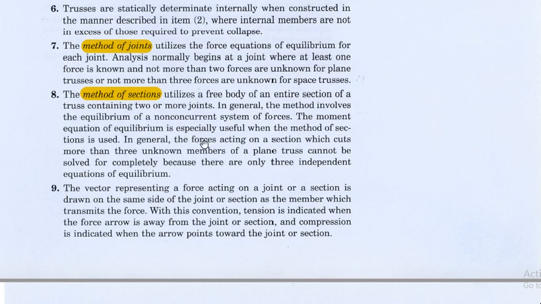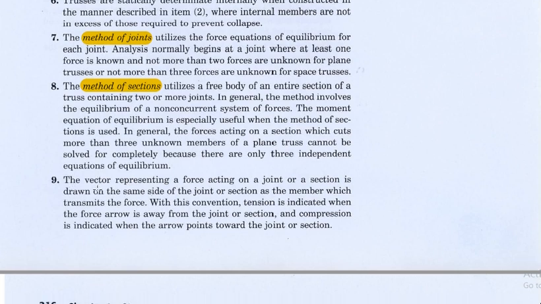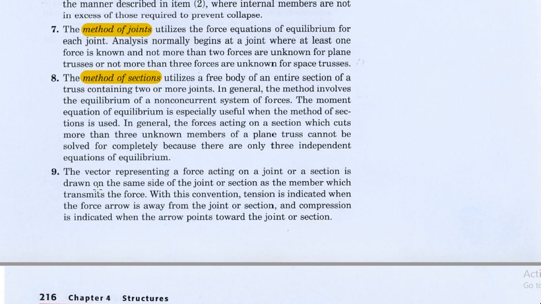So in general, the forces acting on a section which cuts more than three unknown members of a plane truss cannot be solved for completely, because there are only three independent equations of equilibrium. The vector representing a force acting on a joint or section is drawn on the same side of the joint or the section. The member which transmits the force with tension is indicated.